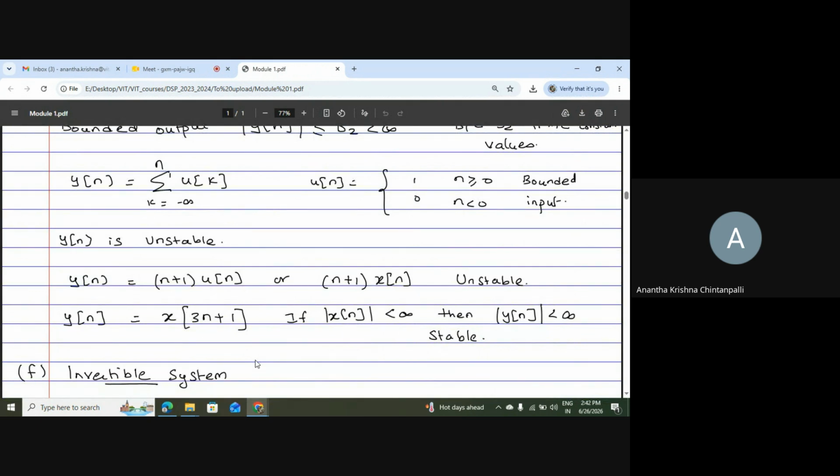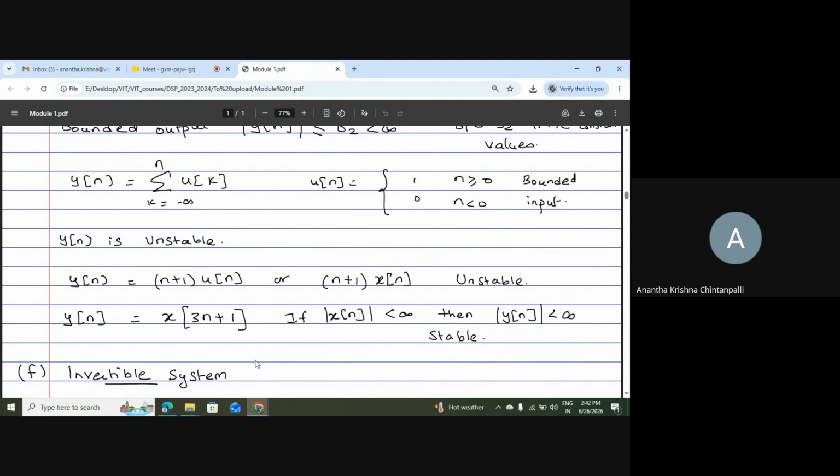Another example, y of n is equal to n plus 1 times u of n. So why is it going to be unstable? The input is u of n, but the system is multiplying by n plus 1. So as n goes to infinity, the output goes to infinity. So it's going to be an unstable system, even though u of n is a bounded input.